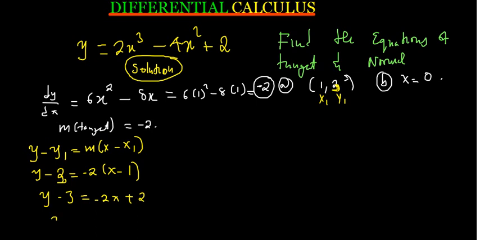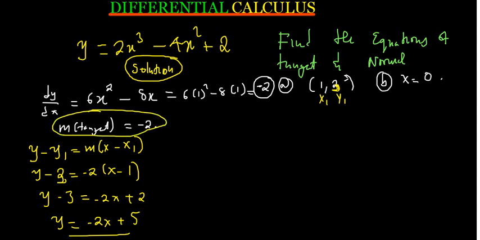And this will give us y being equal to, I'm going to take 3 this side, so it becomes positive. So I'm going to have negative 2x. The 3 goes the other side, it will be 3 plus 2. That is going to be a 5. So this is the equation of the tangent.